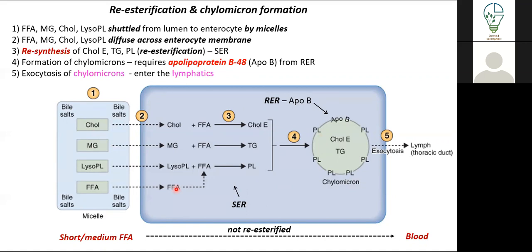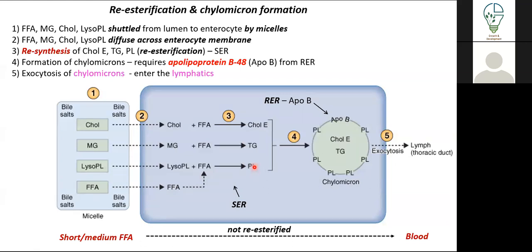Now, one thing that will happen is that we will recreate what we broke down. So our cholesterol, we will add to it a free fatty acid, we get our cholesterol ester. Our monoglyceride, we will add to it 2 fatty acids, and we will get our triglycerides. Our lysophospholipid, we will add another fatty acid, and we will get our phospholipid. So we will make what we broke once again.